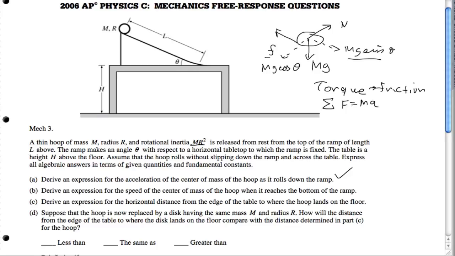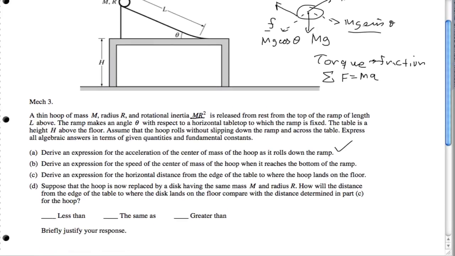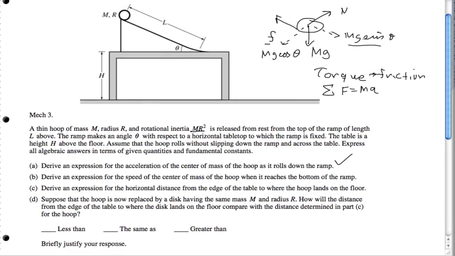Now it says derive an expression for the speed of the center of mass of the hoop at the bottom of the ramp. I would honestly use conservation of energy. I have this L here for the length, so I know the height is going to end up being L sine theta. Kind of weird, but that's what they do. So I know I start off with an energy of mgL sine theta. And what happens to that energy?